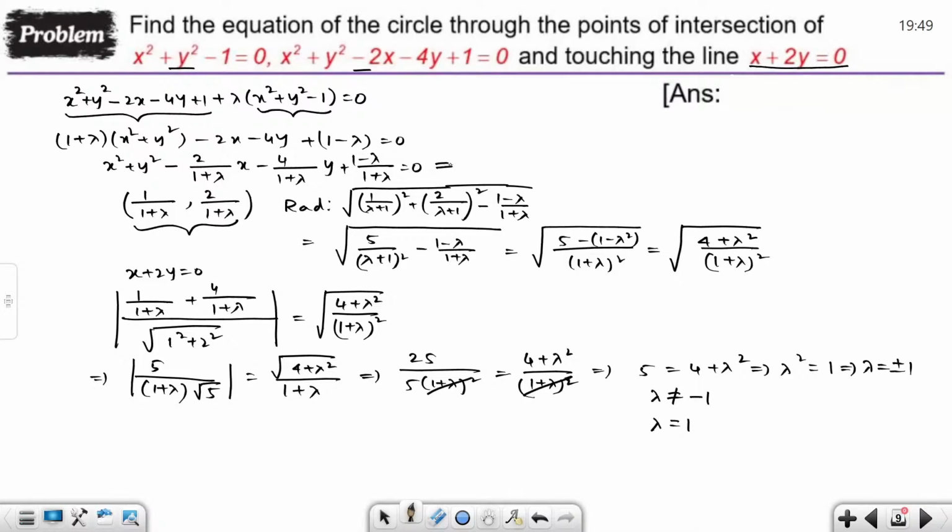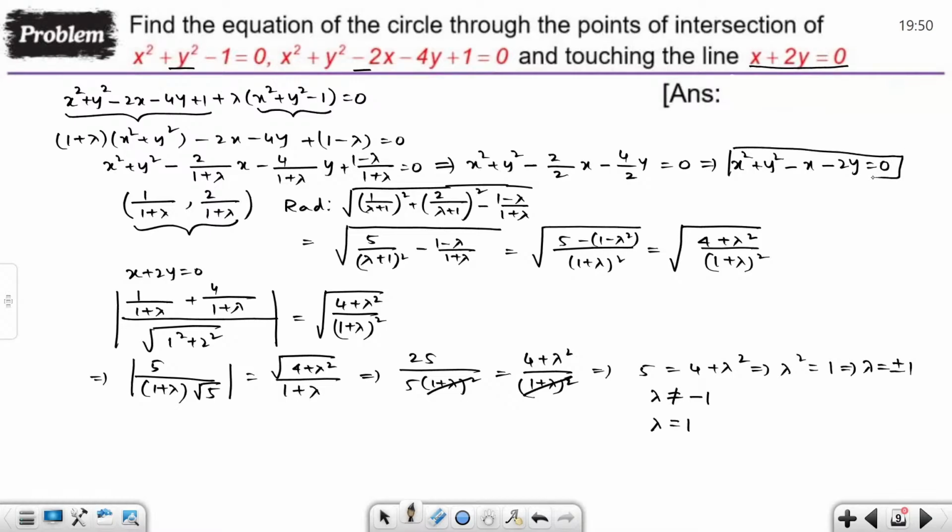Then what will be its equation? Let me put it here. 2 over 1 plus 1, that is 2. 4 by 2. And this part comes to 0, which is equal to 0. So the final answer will be x square plus y square minus x minus 2y equals 0. Is it clear to all of you?